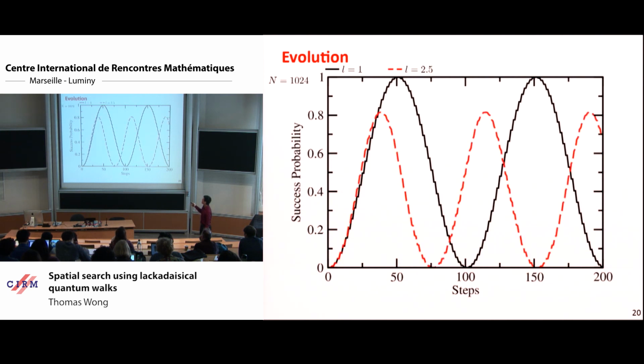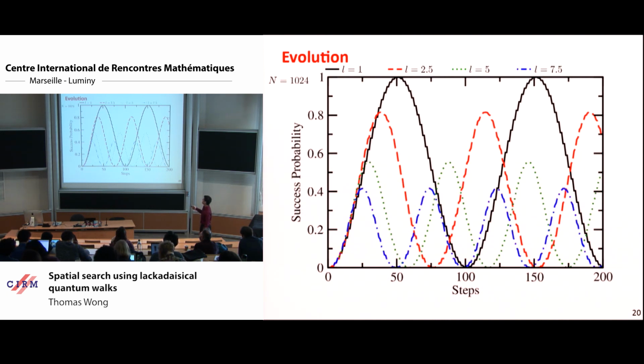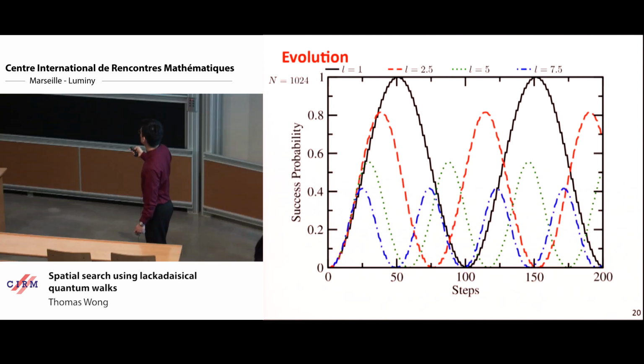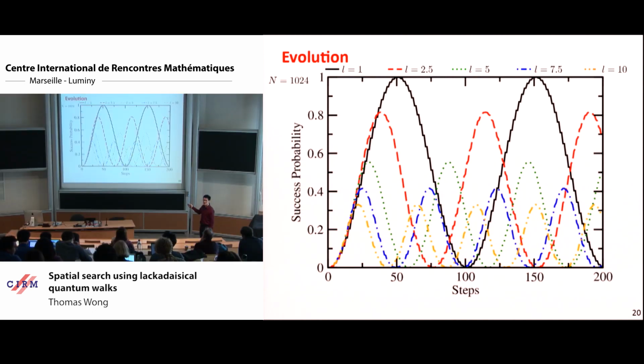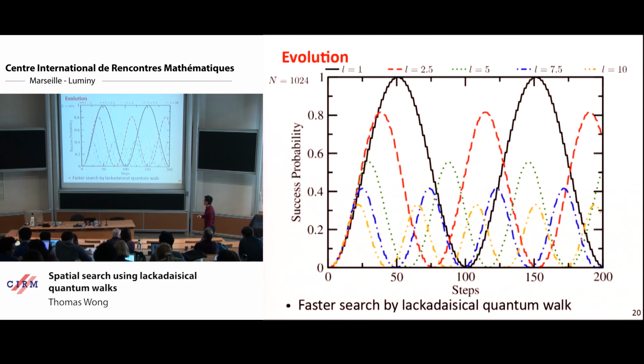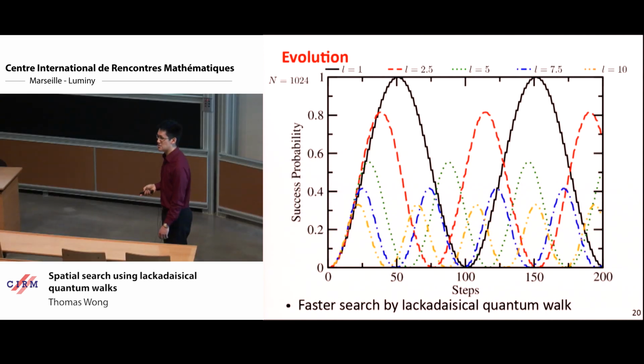If L is greater still, 2.5, oh, now it's actually worse. If it gets more lazy, it's worse again. If you get more lazy, it's still worse. So what we see is that the best amount of laziness is when L equals 1. So for this algorithm, there's some optimal amount of laziness, which could be a life lesson. And so we do get algorithmic improvements by using a lackadaisical quantum walk. You can actually search more quickly with a lackadaisical quantum walk.